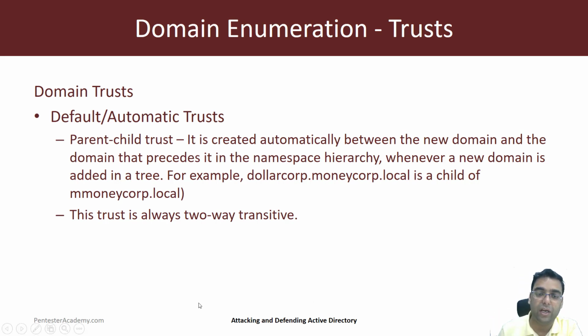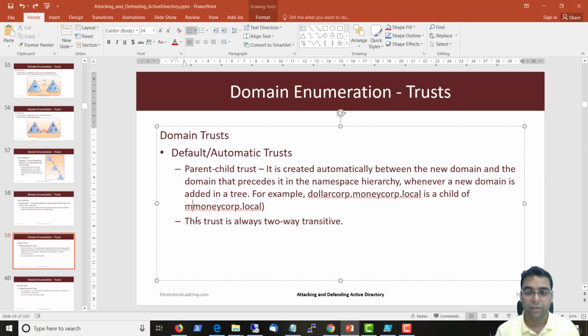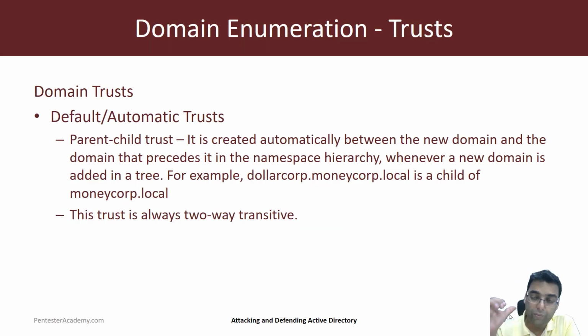For example, in our lab, cop.moneycop.local is a child of moneycop.local, which means that there is a bidirectional, automatic transitive trust between these two domains.